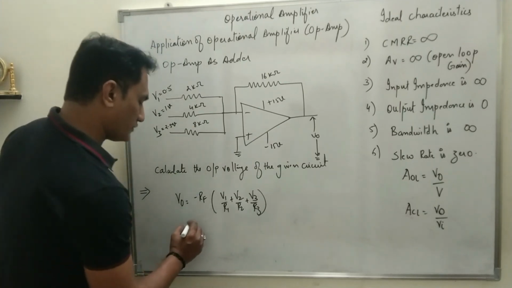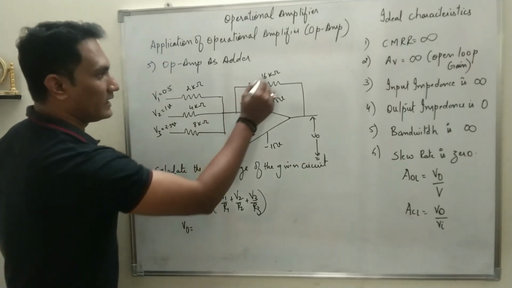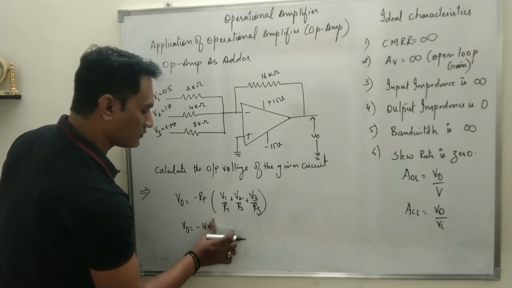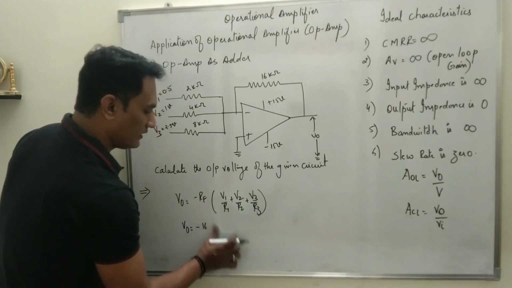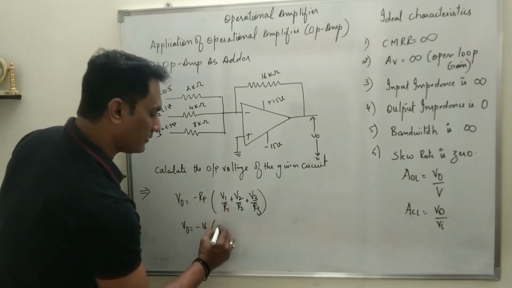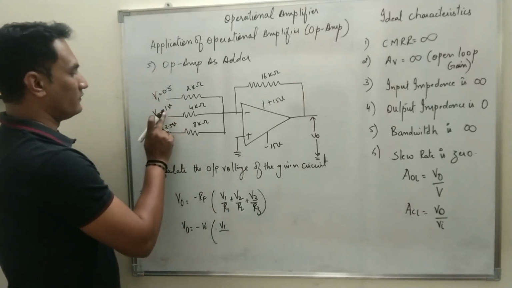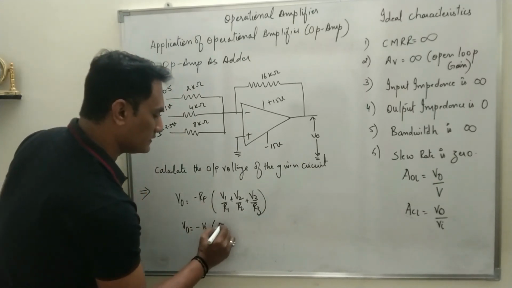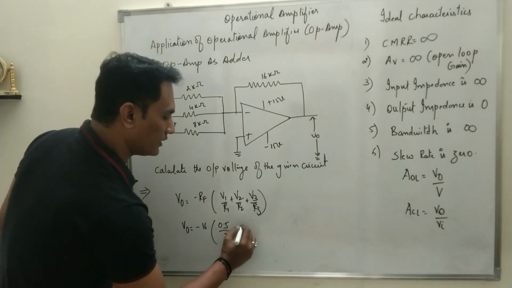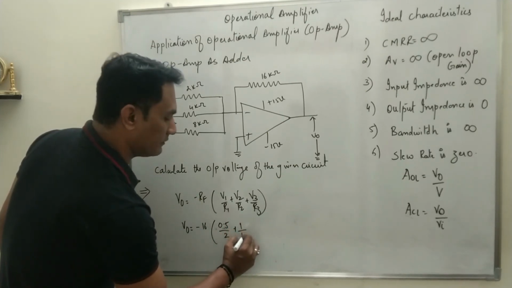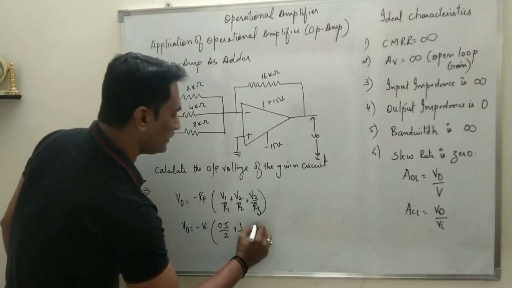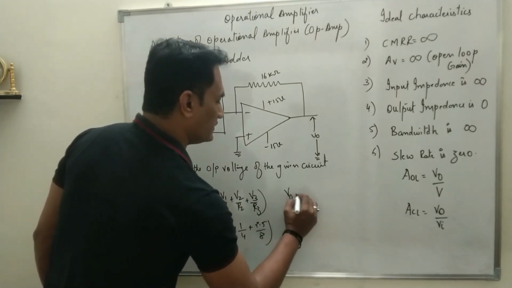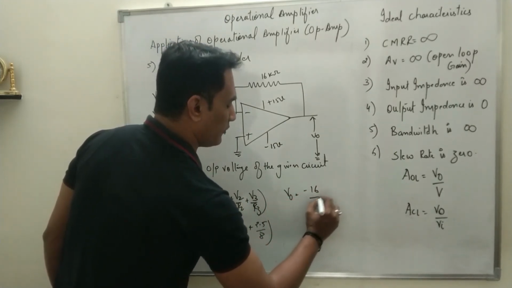Okay, so now substitute the values. V0 is equal to, what is RF, the feedback resistance? It is minus 16 into 10 to the power 3. Of course all these are in kilo ohms, so we don't have to specify that, we can say 16. Then V1 upon R1, R1 is 2 kilo ohms, and V1 is 0.5, so 0.5 divided by 2 plus 1 divided by 4 plus 2.5 divided by 8. So this value can be written as V0 is minus 16 upon 8.